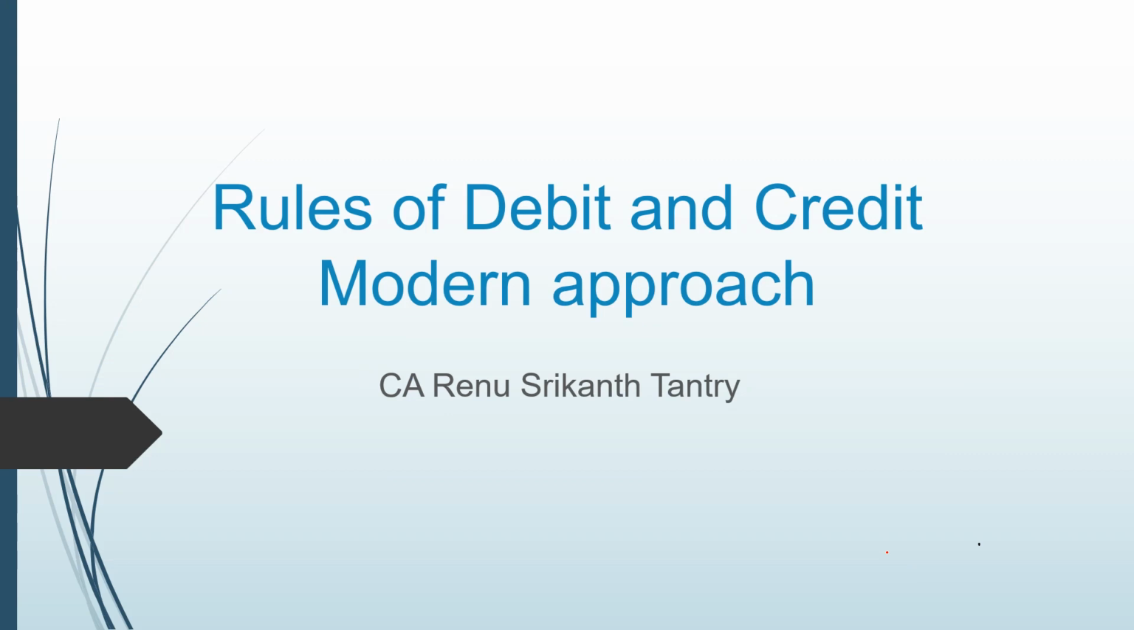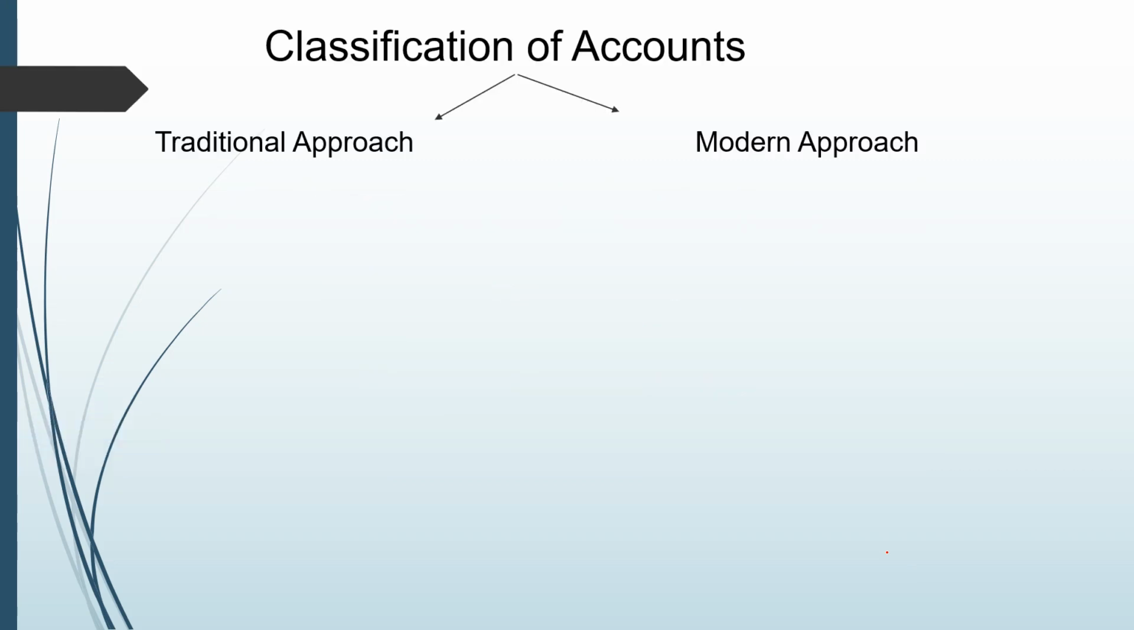In today's session, we are going to be learning about the rules of debit and credit as per the modern approach. In the previous video, if you have already watched it, you would have seen that I've taught you about the traditional approach. We talked about the classification of accounts into two types. First approach was a traditional approach, which I discussed in the previous video, which was also known as the English approach. And now the other approach is the modern approach, which we will be learning today. This is also known as the American approach.